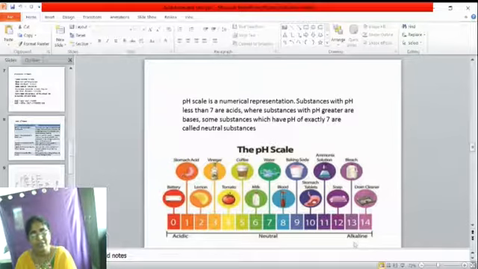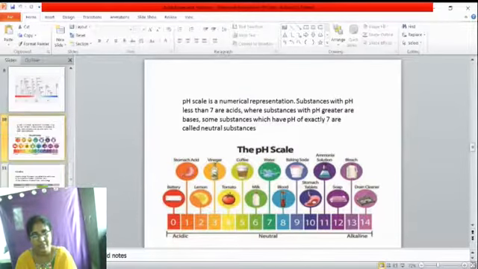Now, the pH scale. What is a pH scale? This scale is a numerical representation. Substances with pH less than 7 are called acidic substances, and those with pH greater than 7 are called bases. Substances like water have exactly 7. The pH scale reading will be 7, and that is what we call neutral substances.